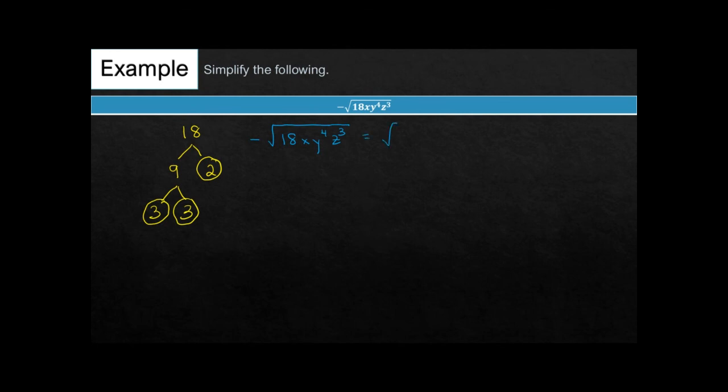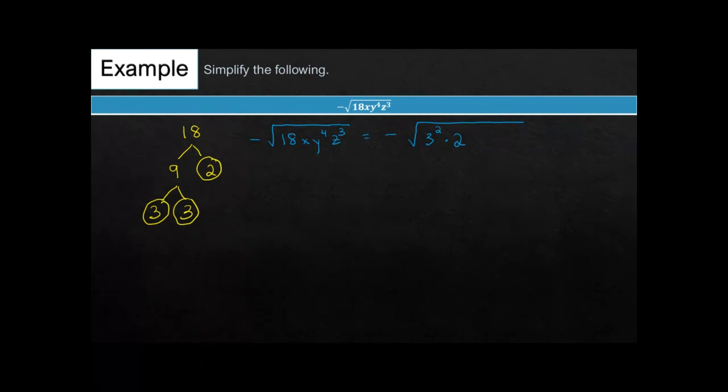And now I'm going to have, oh, I can't forget my negative sign. That would be really bad. My negative, and then I'm going to have a long square root. So 18, we broke it down. We've got 3 times 3 times 2. So 2 of those 3's I can group together to be 3 squared. And then I have that 2 from the prime factorization.